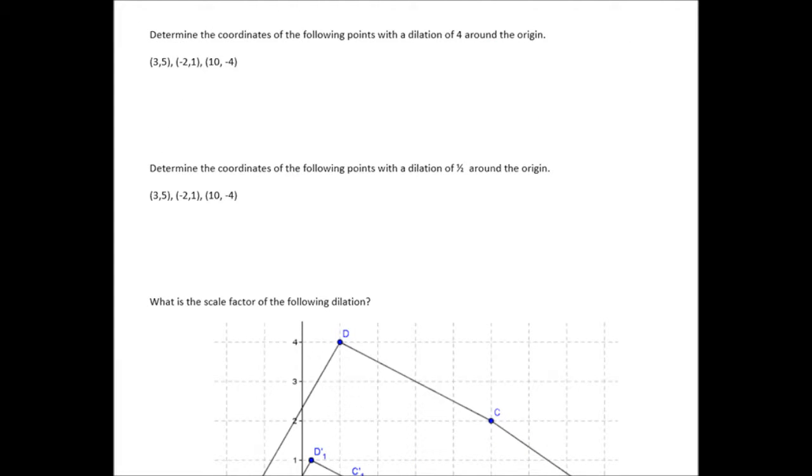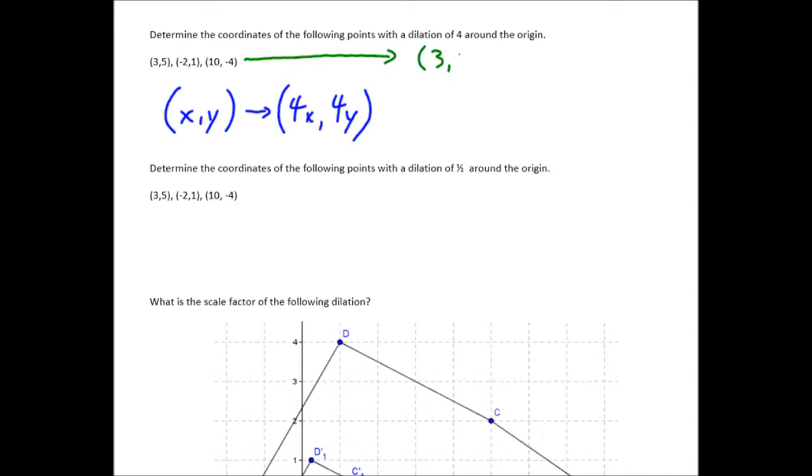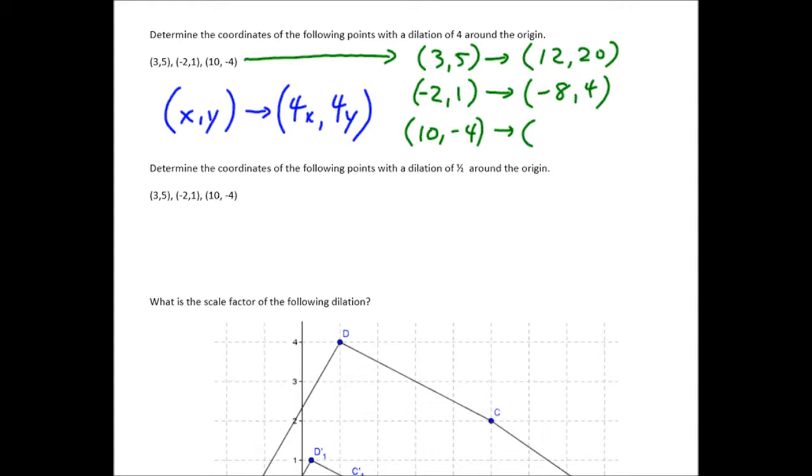Next, we look at how to determine coordinates of an image point. If we have a dilation of 4 from the origin, we have a fairly easy rule to follow. Whatever the coordinates are, they will map to coordinates that are 4 times as far. This makes for some easy calculations. 3, 5 will map to 12, 20. Negative 2, 1 will map to negative 8, 4. We simply multiply each coordinate by 4.